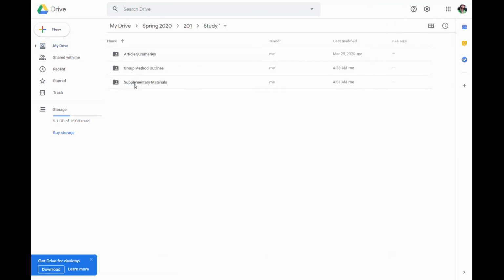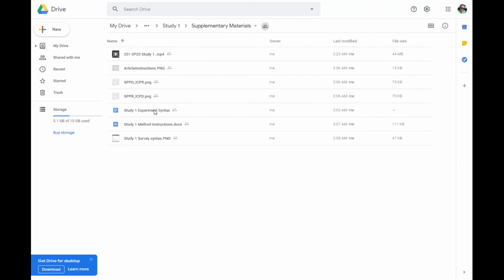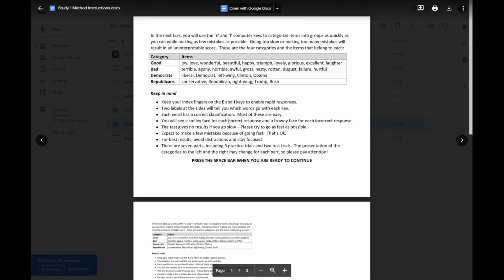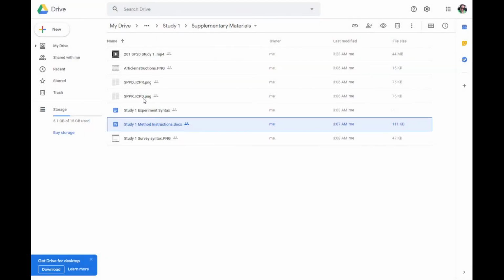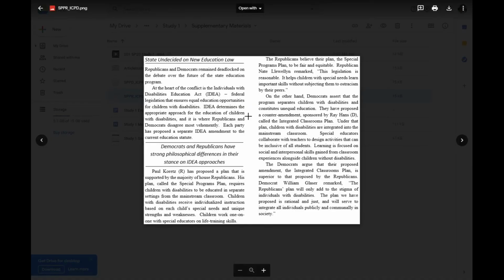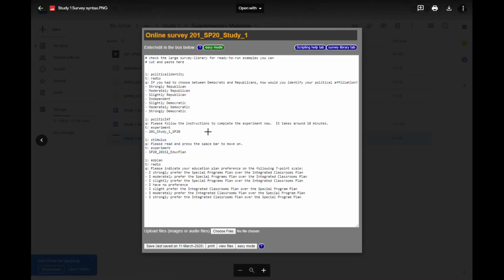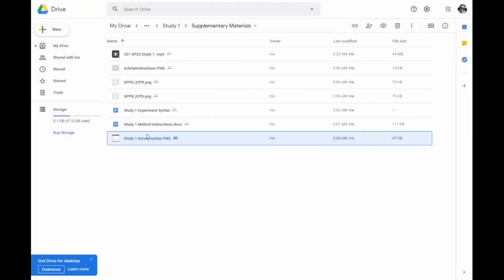What it should look like is you should have access to all of this information: the article, the instructions that I included, the survey syntax, the method instructions that were included, so you can actually see all of the materials that were used, the readings, both versions. There's one that started with Democrats, one that started with Republicans, and then a copy of that video of the study as well. And what may be helpful is looking at the survey syntax, so you can see the actual survey questions that were asked.